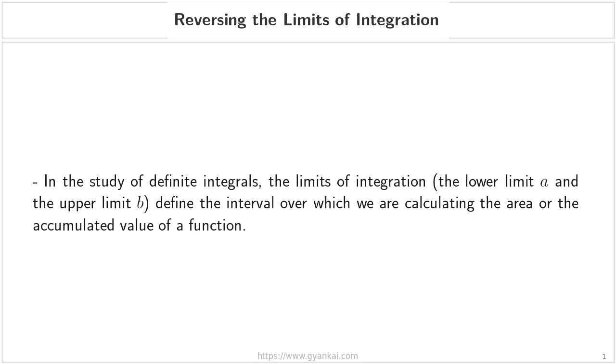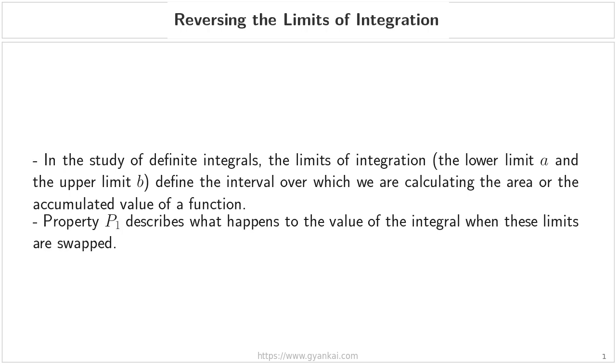Now, remember that every definite integral has what we call limits of integration. These are the numbers at the top and bottom of the integral sign. The number at the bottom is a and the number at the top is b. These a and b define the start and end points of the interval we're interested in, the interval over which we're calculating that area or accumulated value.